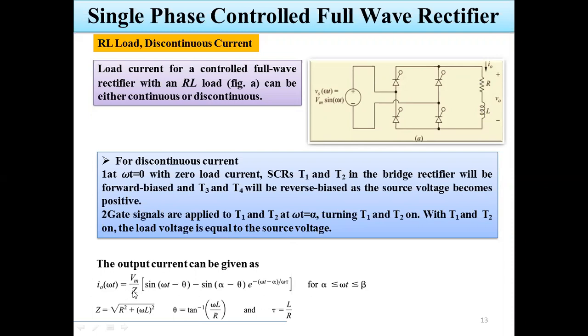I naught of omega t is equal to Vm by Z times (sine of omega t minus theta minus sine of alpha minus theta), because we are considering an RL load, so Z is the load impedance. In the previous videos and PPTs, we also derived these expressions for the discontinuous current mode of operation, and also the continuous current mode. Here, whenever we add an inductive load in series, we get two types of currents.